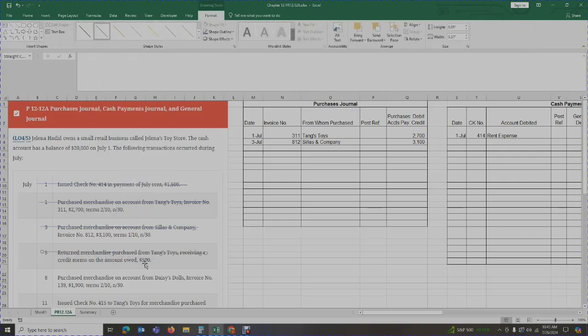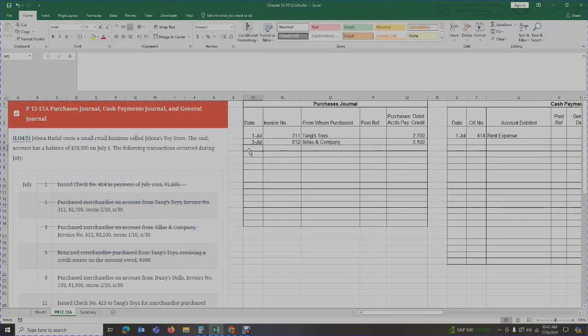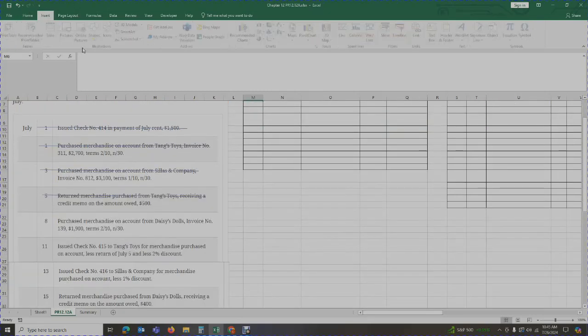We've done that one. On July the 8th, we purchased more merchandise on account, this time from Daisy Dolls, invoice number 139, $1,900, terms 2/10, net 30. So on July the 8th, we have another purchase on account. This is invoice number 139, and this is for Daisy's Dolls. The amount of the purchase is $1,900. So that happened on the 8th.